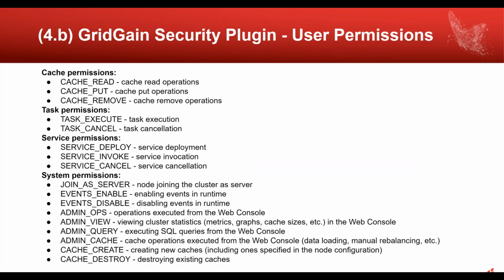We already spoke about authorization, so how does it work in GridGain? GridGain provides every user a subset of permissions that you can use. There are four groups of these permissions: cache permissions, task permissions, service, and system. On the current slide, you can see what they do, and any of them can be related to any user.